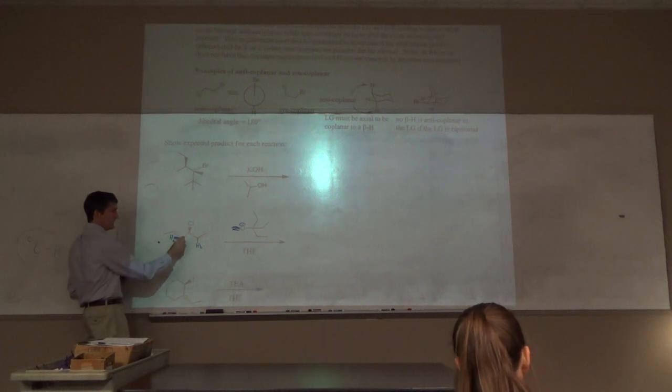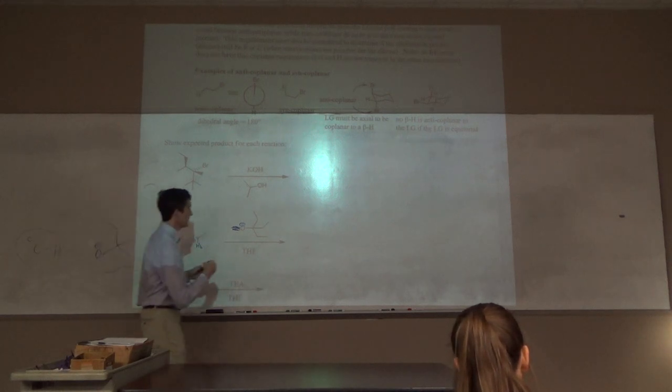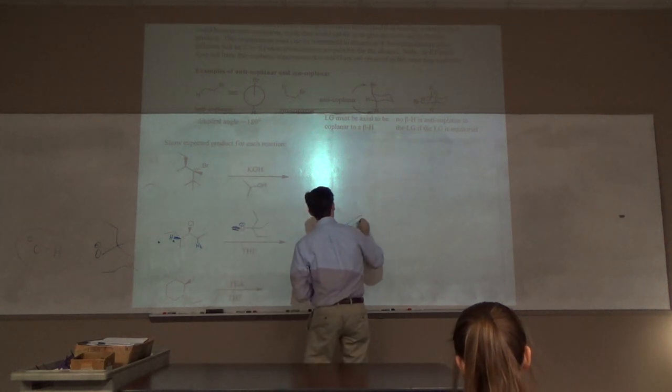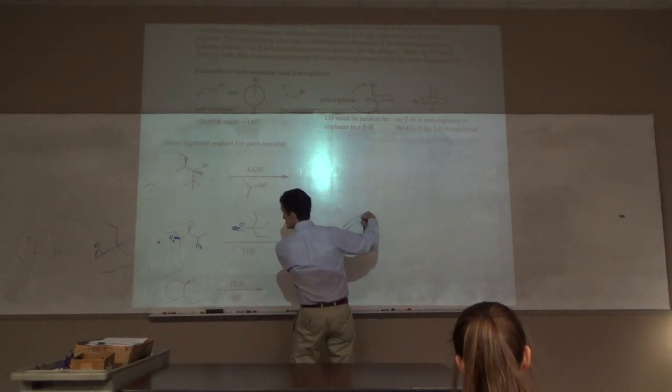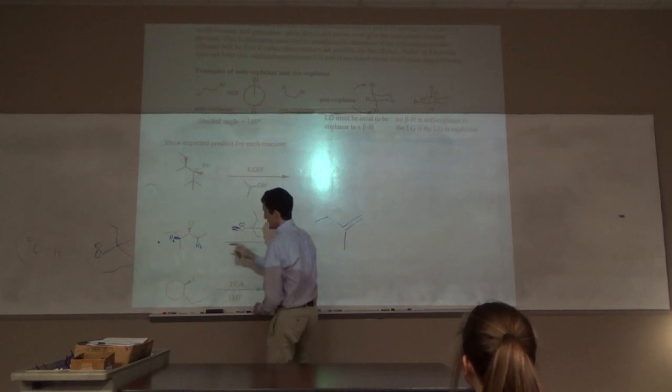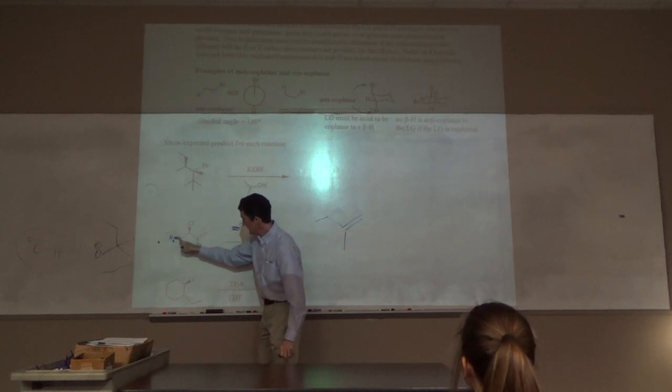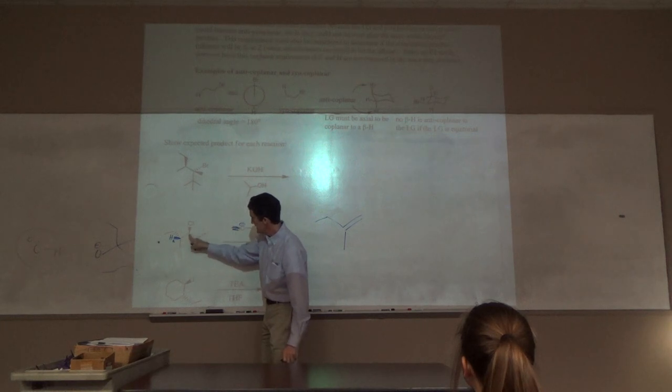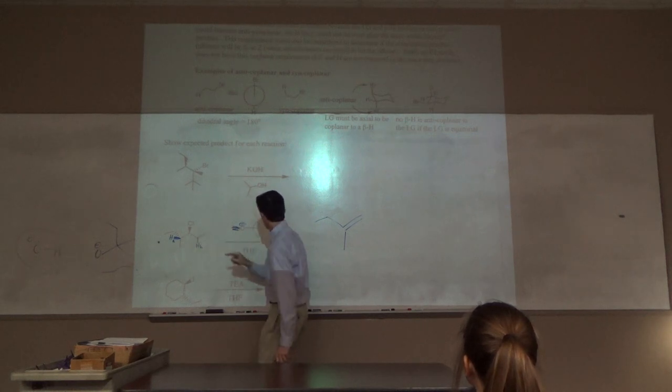What are the two alkenes? If we put the alkene here, what's it going to look like? Remove the H and the leaving group from these two carbons. This carbon is going to have a methyl and an ethyl. This carbon has a methyl and ethyl remaining. This carbon has just an ethyl remaining.